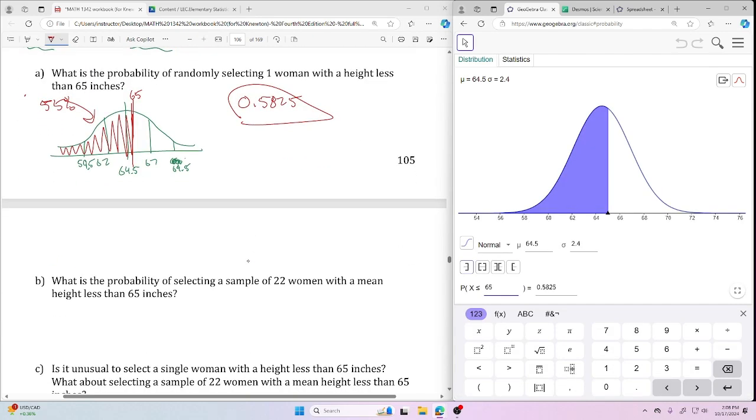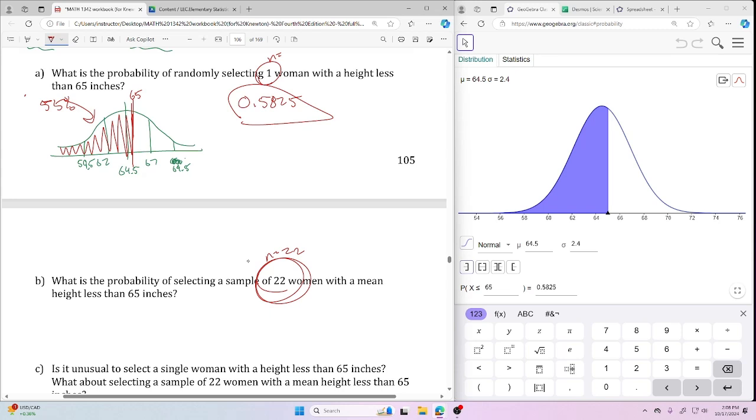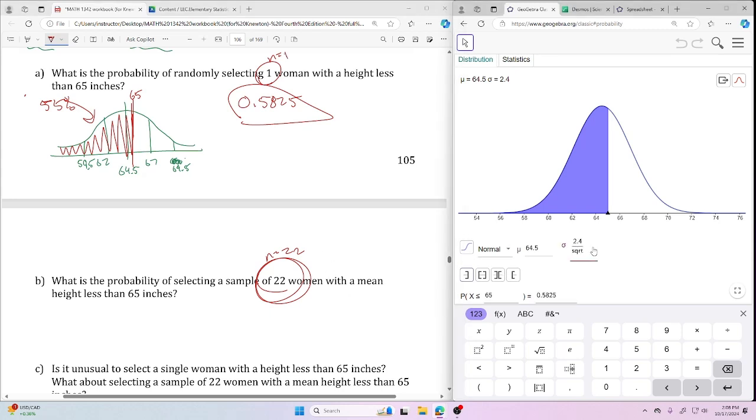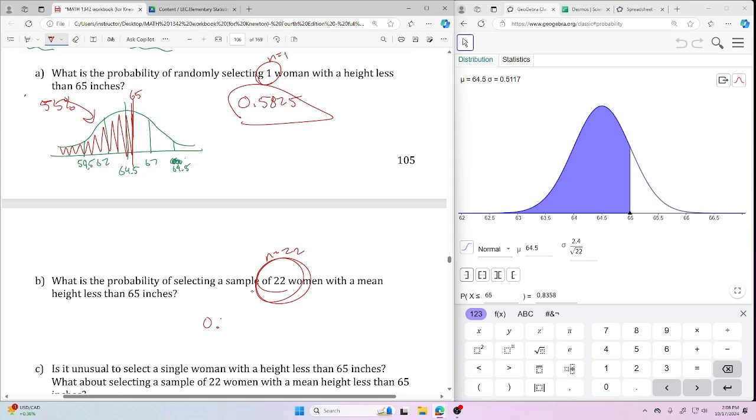So part B, it says now we're looking at 22 women. So n equals 22 now instead of just the 1, right? So I'm going to change my square root of 1 to square root of 22, and hit enter. And I got a whole different number, 8358. Again, what it does is it pushed it back further.